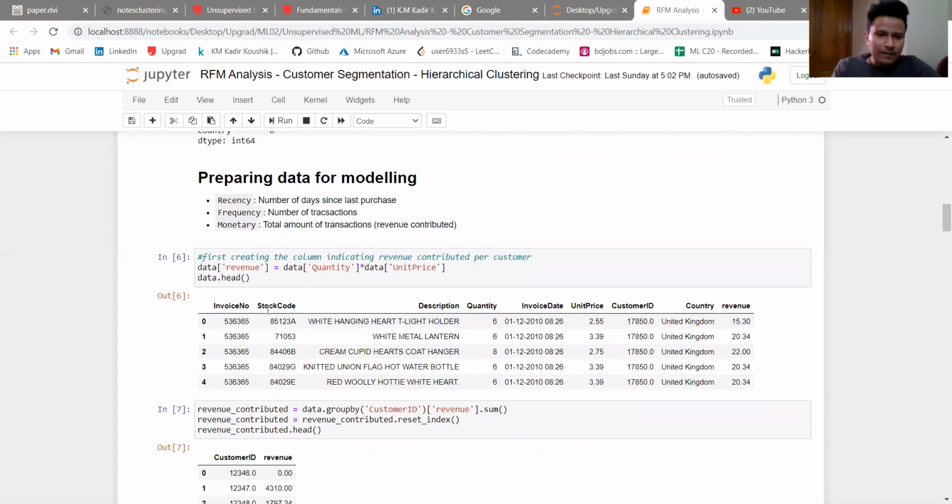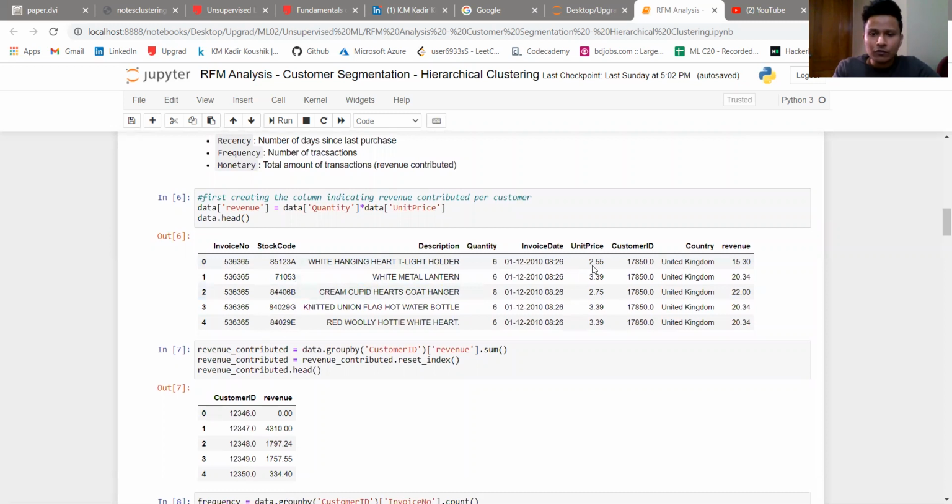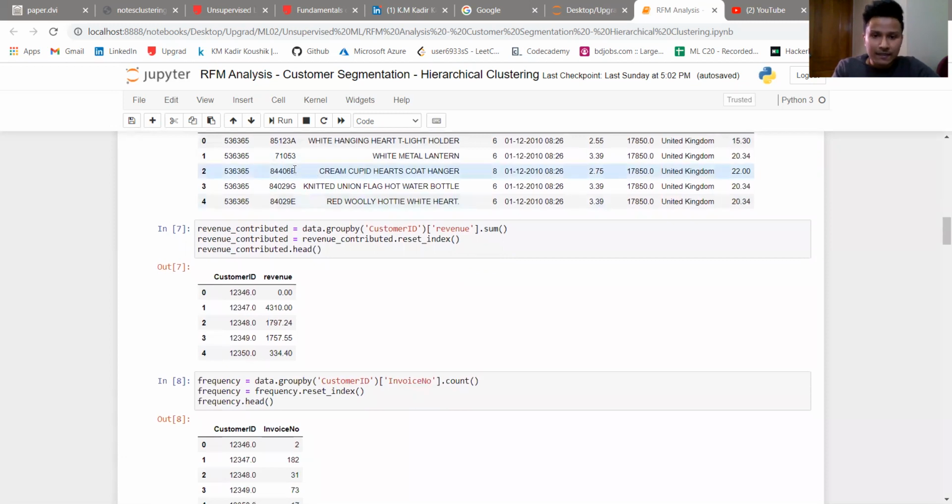Now let's prepare the data for modeling. First we find the revenue column. And how do we do so? We compute it by multiplying the quantity with the unit price. And we have the revenue column. Now we have to subset this data set into three different subsets. First we start with the revenue contributed, and we find it how? We group by customer IDs and aggregate all the purchases, which is the revenue we have received. So the total sum of revenue contributed by each customer, after grouping by customer ID, and we find this subset. And here we have each unique customer ID and the total revenue they have contributed, right?